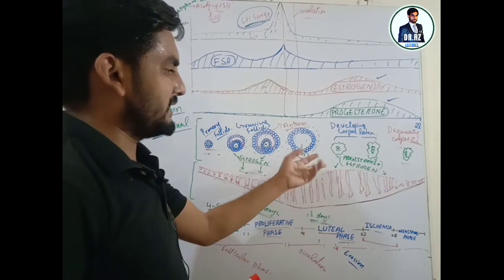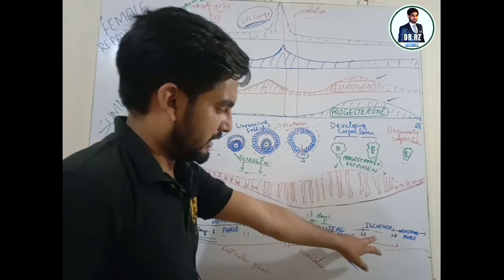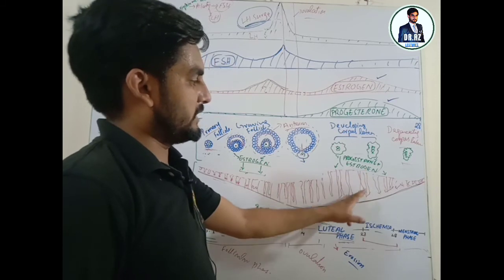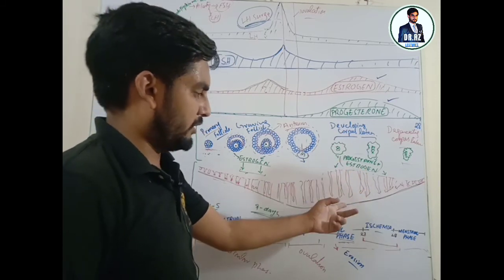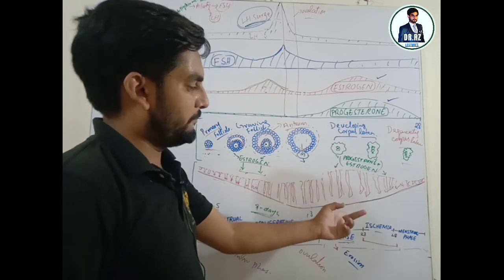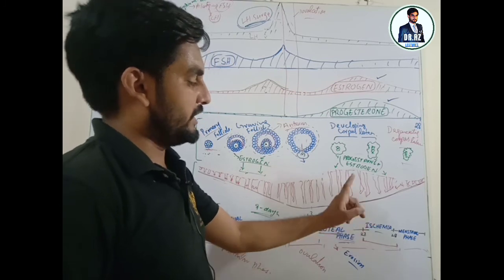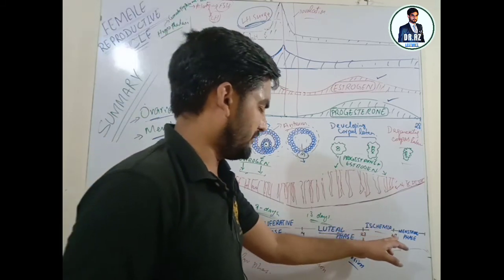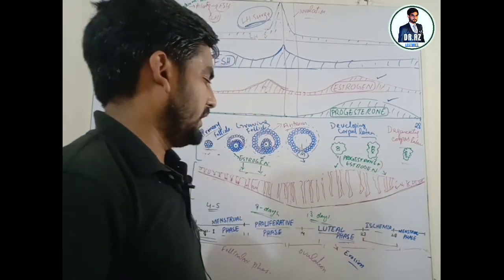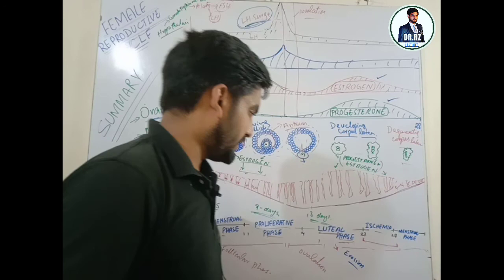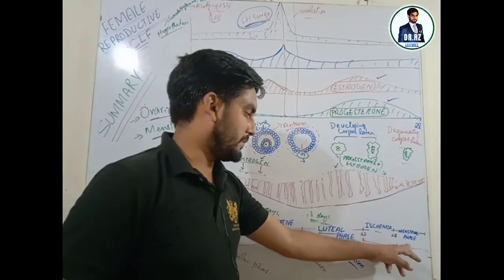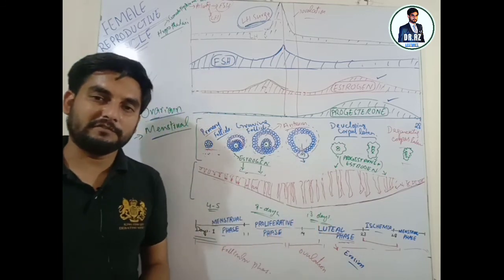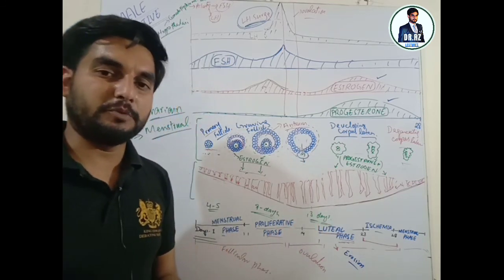And if pregnancy does not occur, there will be ischemia. All the spiral arteries and glandular structures that have developed in the wall of the endometrium will start degenerating. So due to degeneration, there will be the start of the menstrual phase, and you can see here, this is the menstrual phase. The first day of menstruation is the first day of the menstrual cycle. So this was the summary of the female reproductive cycle.